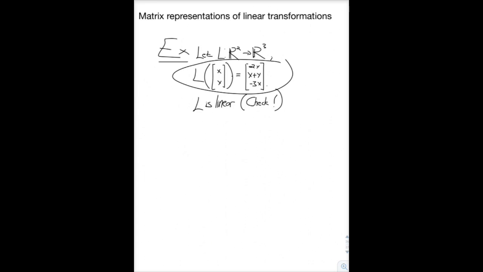Then L is a linear map, and you can and should check this for yourself. Verify the properties A and B as we presented them in the original video. That is, that L preserves both vector addition and scalar multiplication. So what's next?